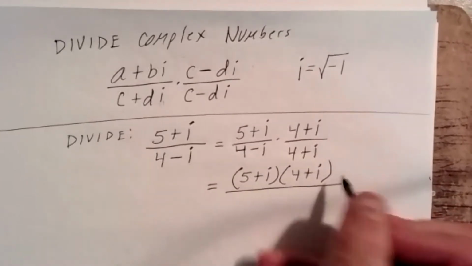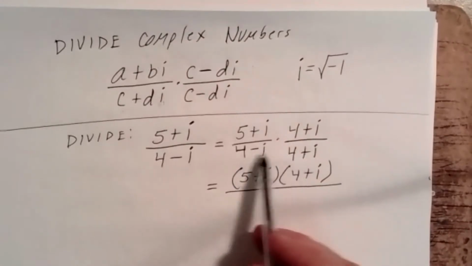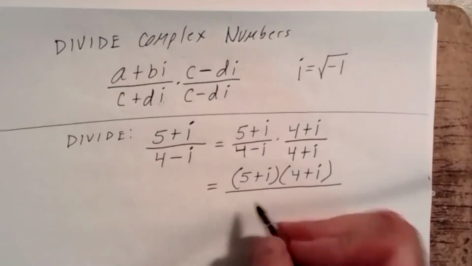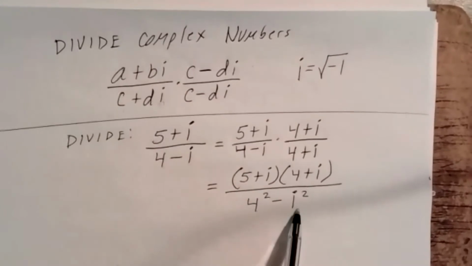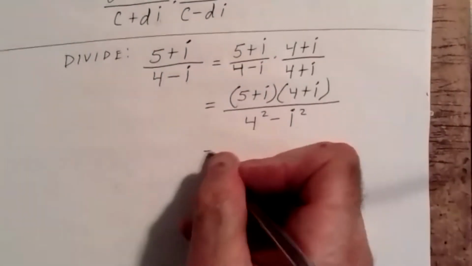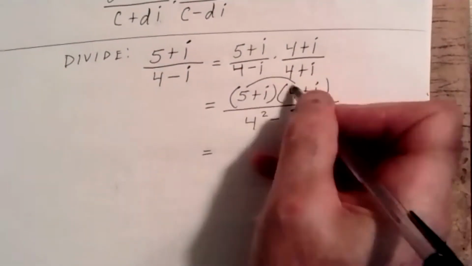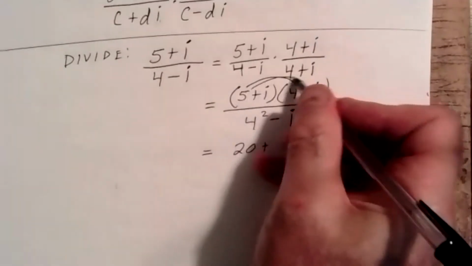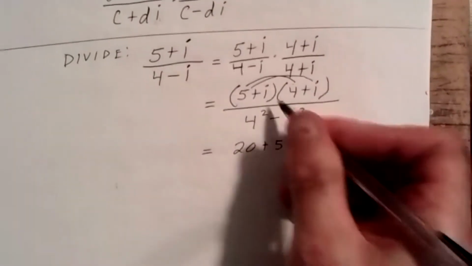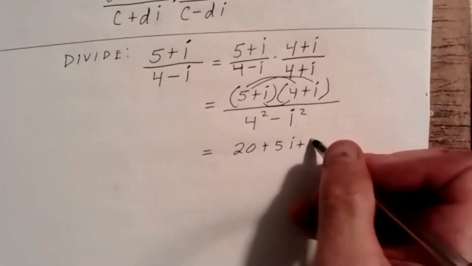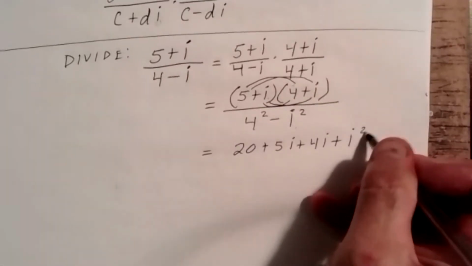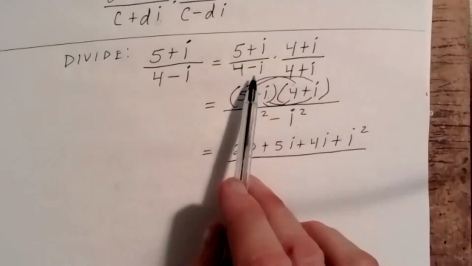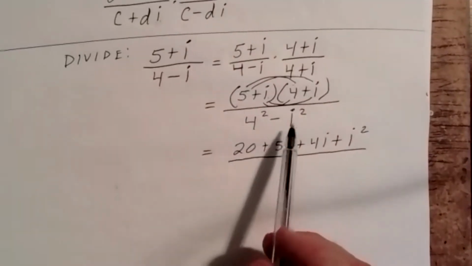And downstairs, ladies and gentlemen, since these are complex conjugates of each other, we don't have to FOIL this out. It's just a matter of squaring the first term, subtracting the square of the last term. 4 squared minus I squared is the product of these two complex conjugates down here. All right, in the numerator, we have no choice to FOIL this out though. So 5 times 4 is 20, plus 5 times I is 5I, plus I times 4 is 4I, and I times I is plus an I squared. And this all sits over the product of our complex conjugates, which is 4 squared minus I squared.